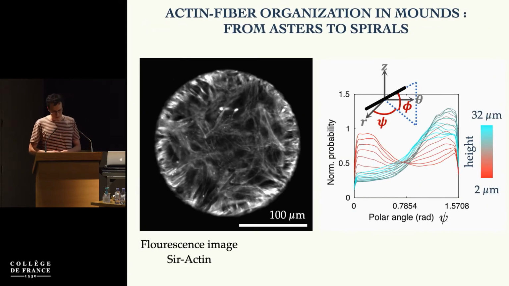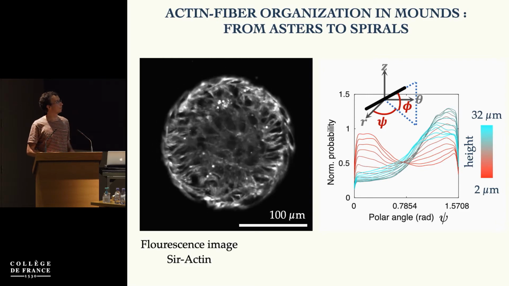And so to address this question, let me first give you another piece of evidence on this system. Here what you see in the image is the actin filaments fluorescently labeled. And this is a Z stack. So the first slide corresponds to the bottom of the mounts. They are relatively small mounts of about 30 microns. And as the movie plays, we will go from the bottom to the top.